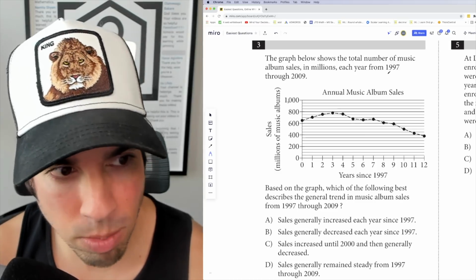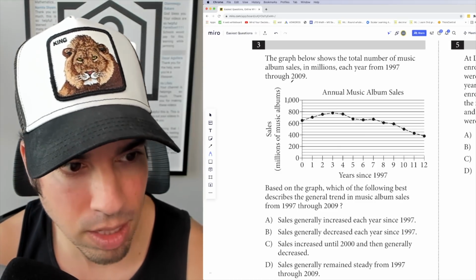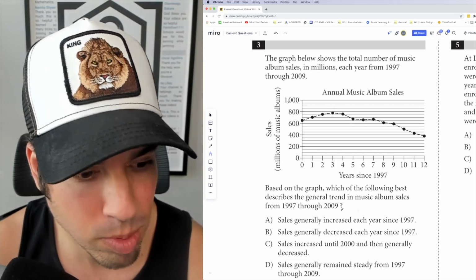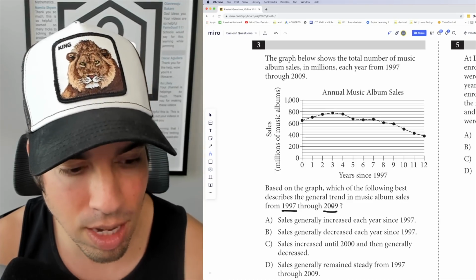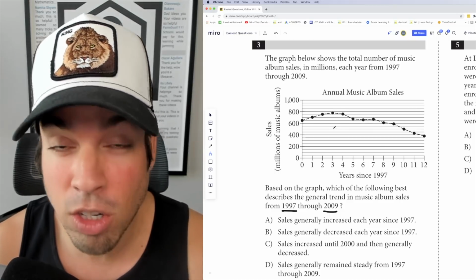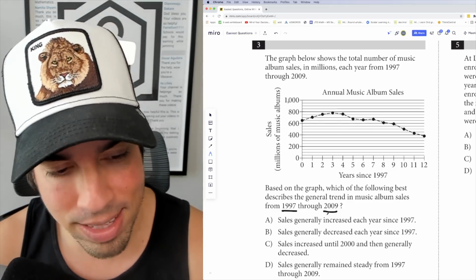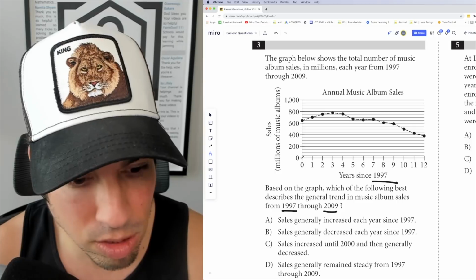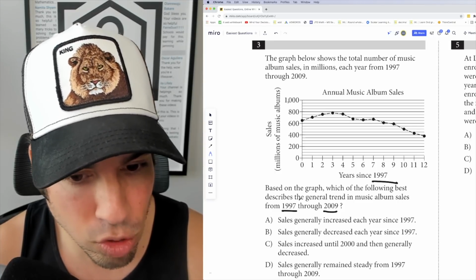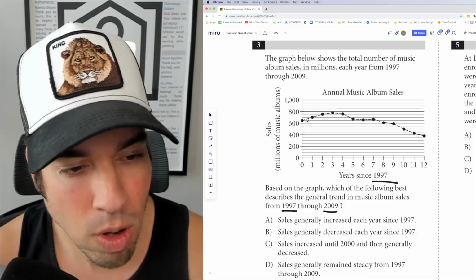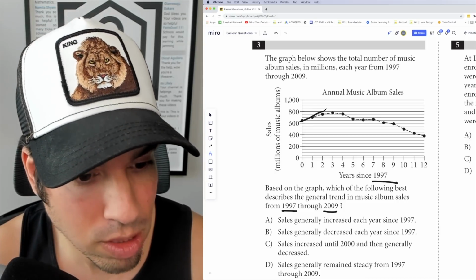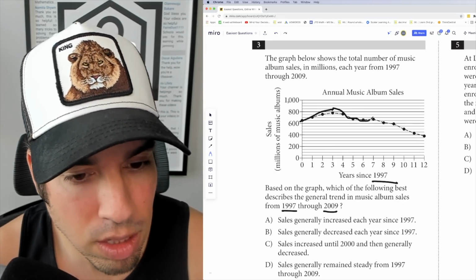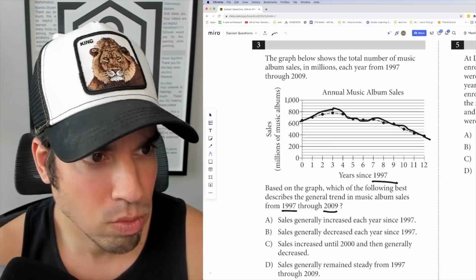Done. The graph below shows the number of music album sales in millions each year from 1997 through 2009. Based on the graph, which of the following best describes the general trend in music album sales from 1997 to 2009? So I'm going to be really particular here because I want to understand the graph and then I want to apply what they're asking to the graph. So this is number of years since 1997. So we want to start here. And 2009 is 12 years after, so it's this entire stretch. So I can tell you right now, if I look at this graph, it looks like it's kind of increasing up to the year 2000, right? 3 years after 1997. Then it's kind of decreasing all the way down until 2009, roughly like that, right?